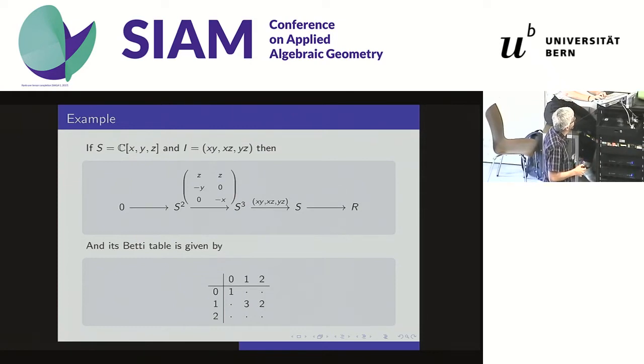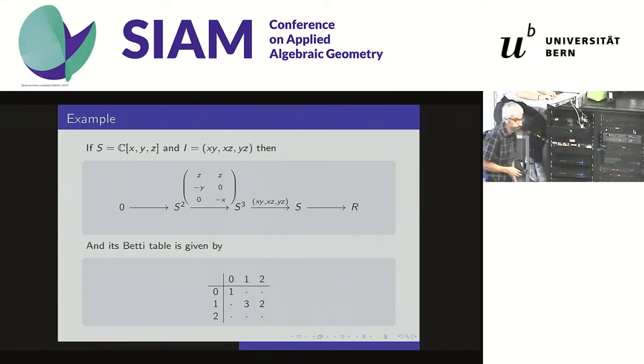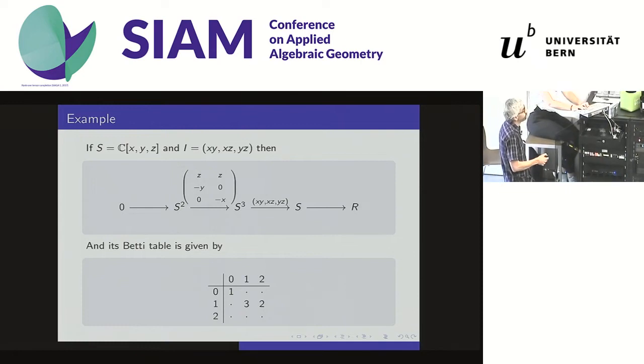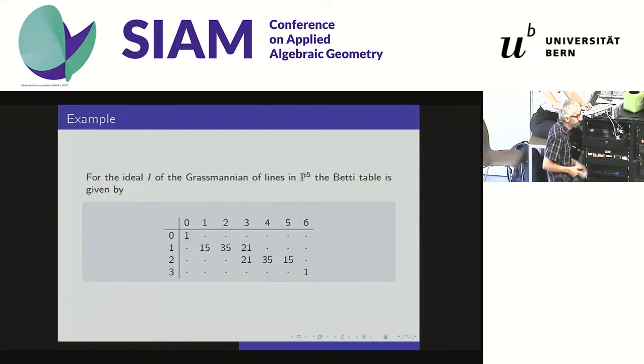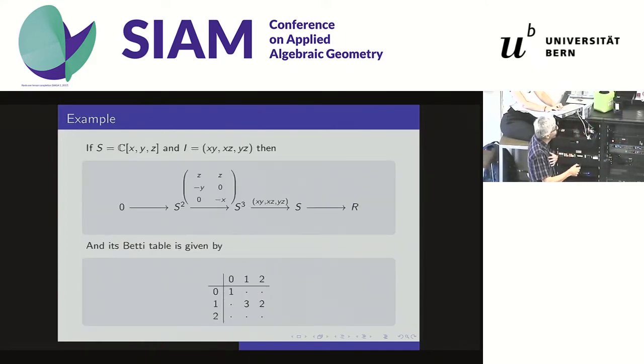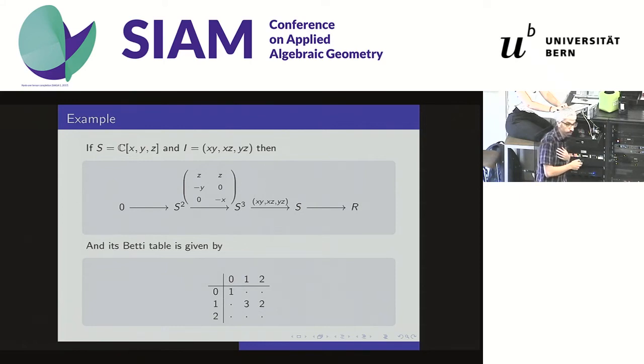For instance, the way you read the entries is you have a 2 here because your second syzygy module, namely this one, has 2 generators in degree 1 plus 2, which is 3. Why are they in degree 3? Because the columns of this matrix are linear on quadrics, and therefore they should have degree 3. So that's all. You simply look at the minimal free resolution and write down this table. And these dots simply mean 0. I'm only drawing the things that are nonzero.